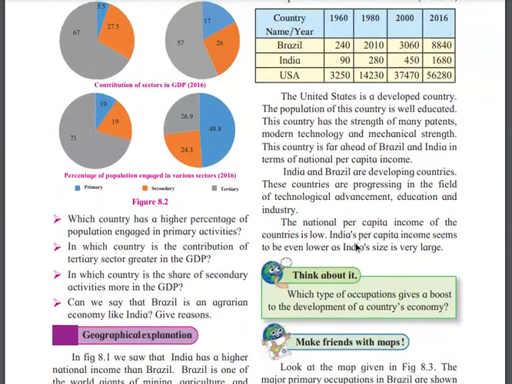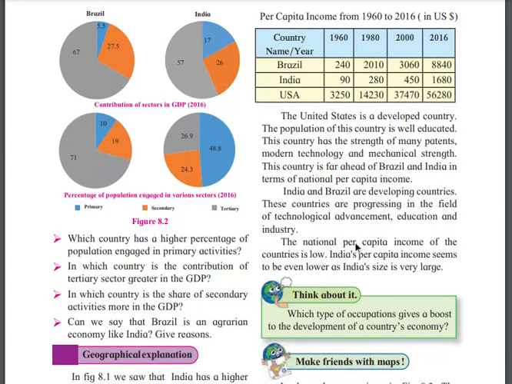Okay, so per capita income from 1996 to 2016. Brazil is 240, in 2010, 306. Per capita income is very low. The United States is very high, right? The United States is a developed country. Everyone knows that. The USA, America, is already a developed country, right?